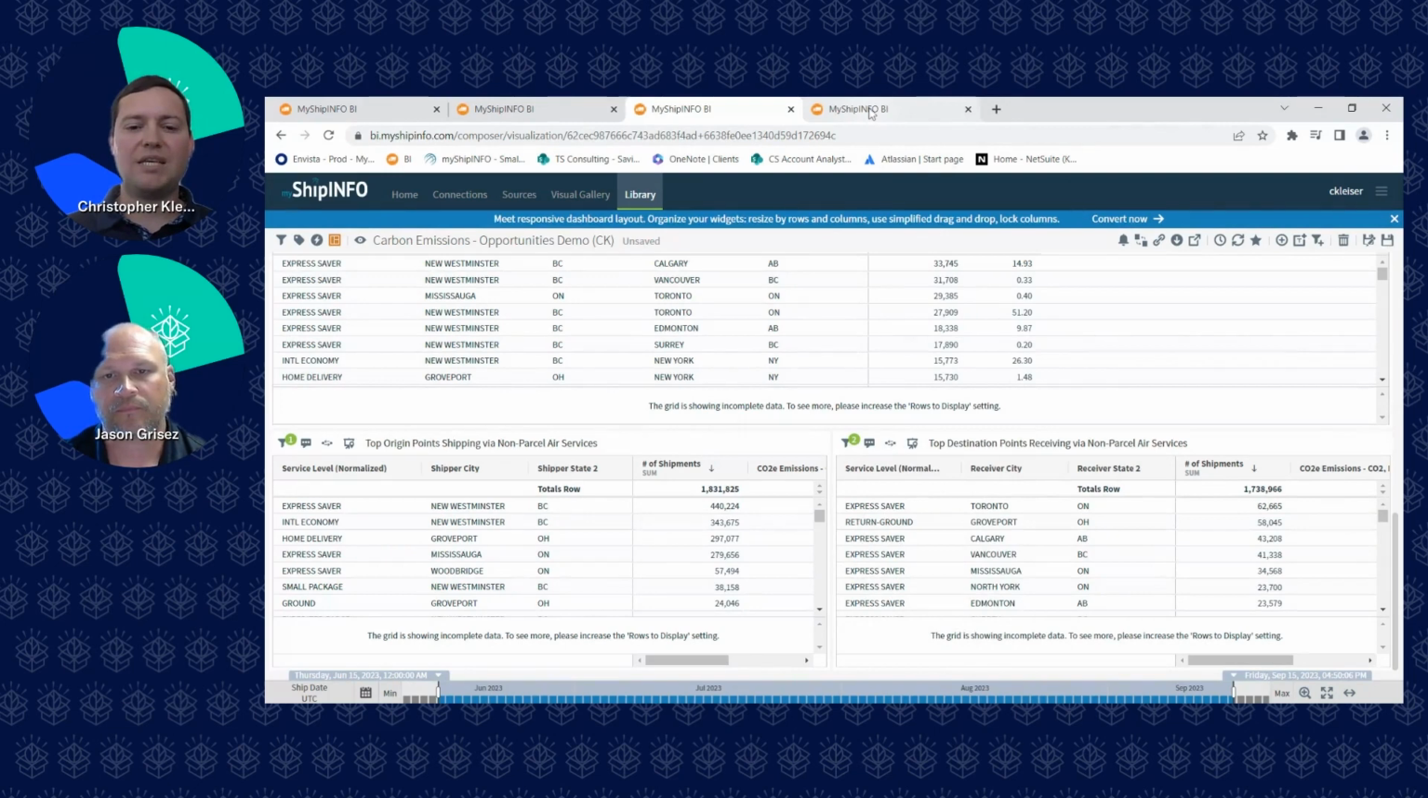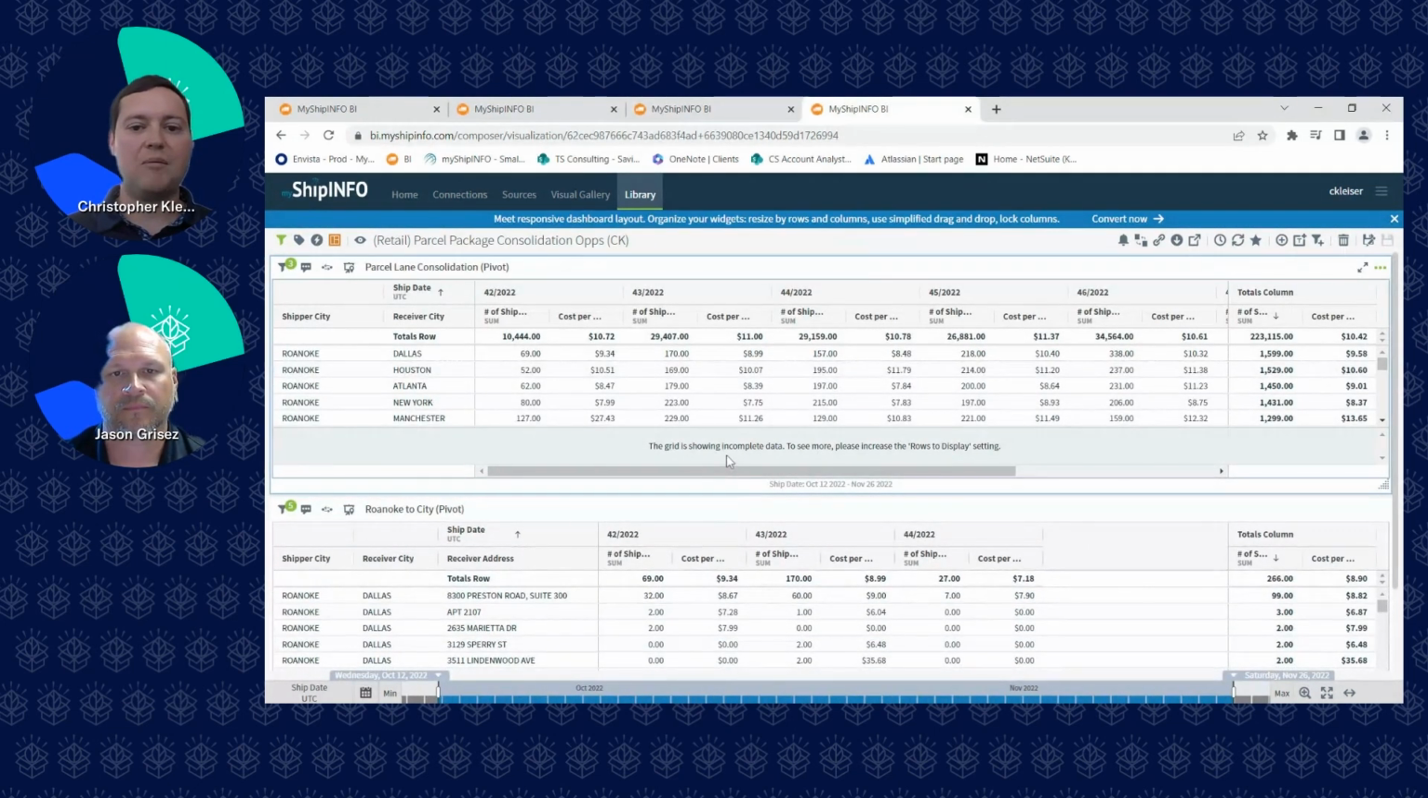So one last thing we want to show here, when it comes to some of the details we can continue to get from the shipping, is a parcel package consolidation. This is a breakout by shipper city to shipper lane, looking by week at how many shipments they're having in the parcel world across the board, and what that cost per shipment is.